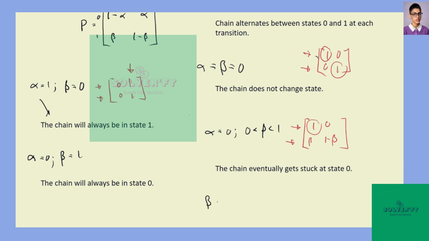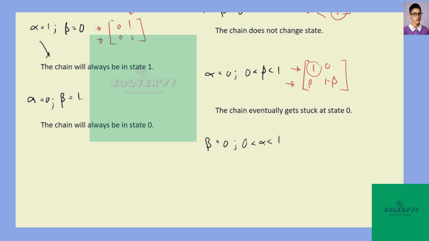And likewise, if beta is equal to 0 and alpha is between 0 and 1, then the chain eventually gets stuck in state 1.